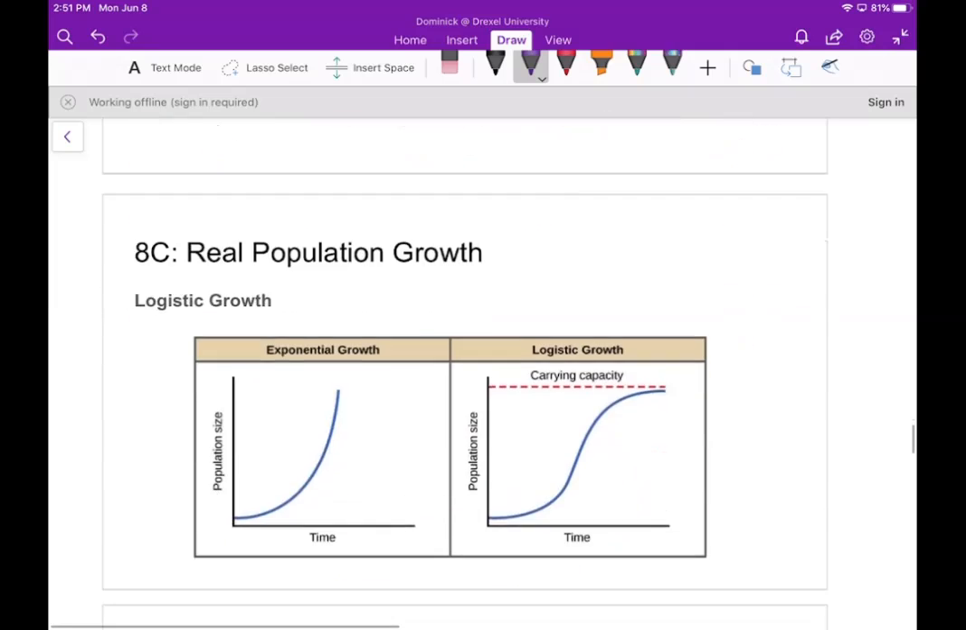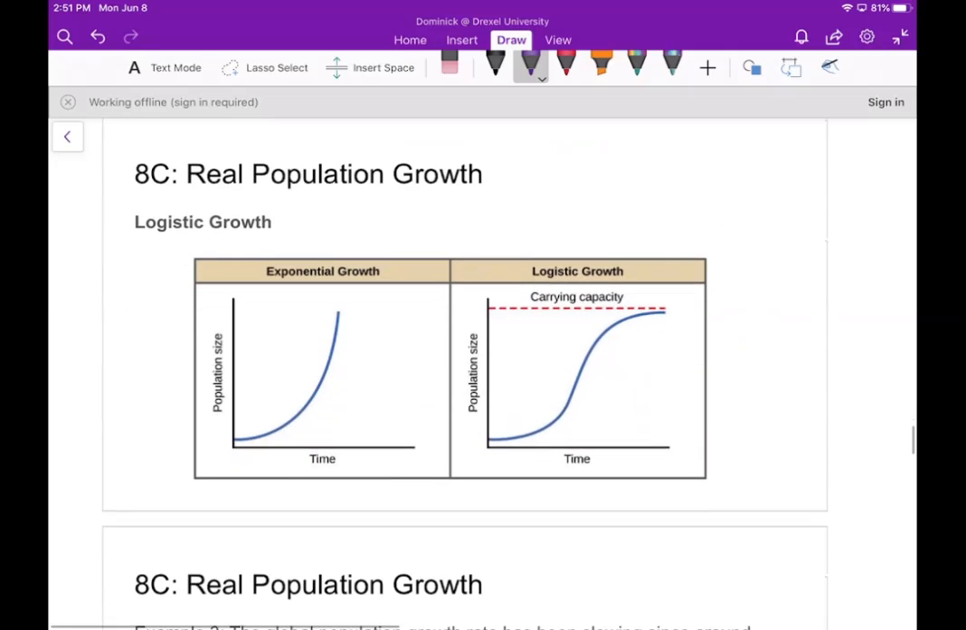Now, to showcase what logistic growth looks like and how it's different from exponential growth, you can see that exponential growth is just going to continue in this fashion indefinitely, to the end of time. Logistic growth starts off exponential, but then as we start to approach the carrying capacity, we start to level off, right? That's because, again, the carrying capacity is the maximum population that can be sustained.